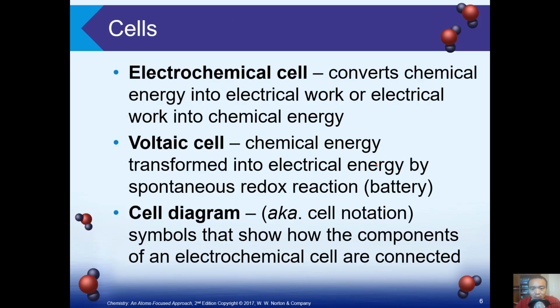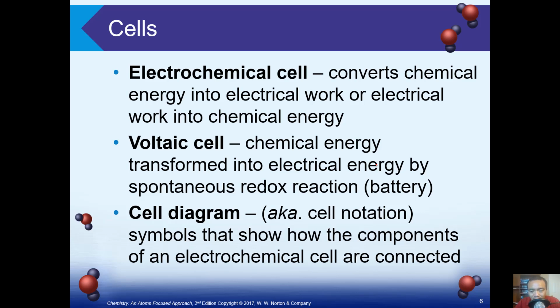To summarize our discussion so far, an electrochemical cell is a device that converts chemical energy into electrical work. It's also called a battery or a voltaic cell. Converting electrical work into chemical energy will be called an electrolytic cell.